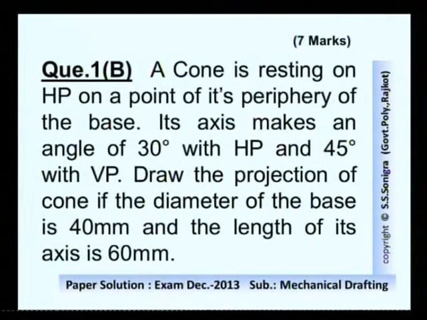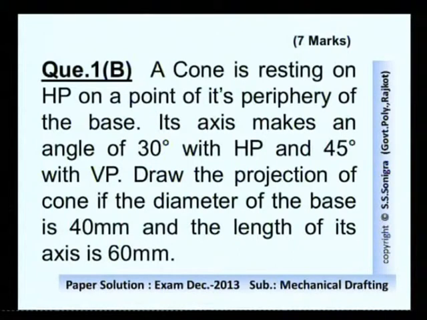question number 1B. A cone is resting on HP on its periphery of the base. Its axis makes an angle of 30 degree with horizontal plane and 45 degree with vertical plane. Draw the projections of cone if the diameter of the base is 40 mm and length of its axis is 60 mm. Here cone is given and it is resting on its periphery on its base on HP.